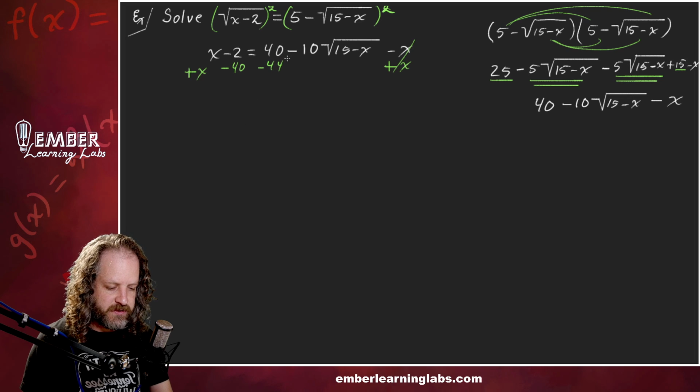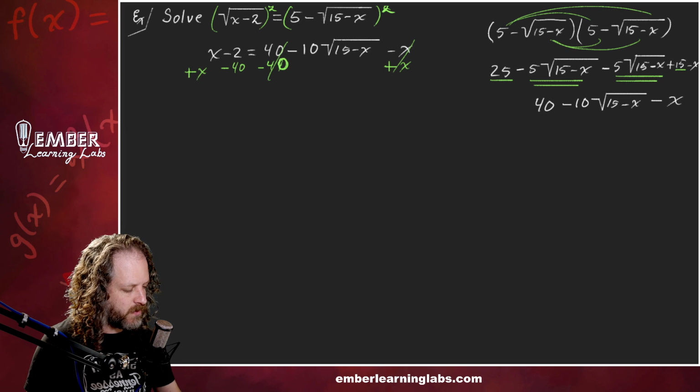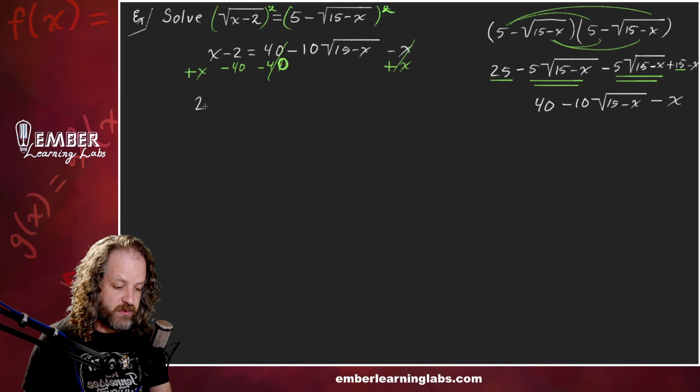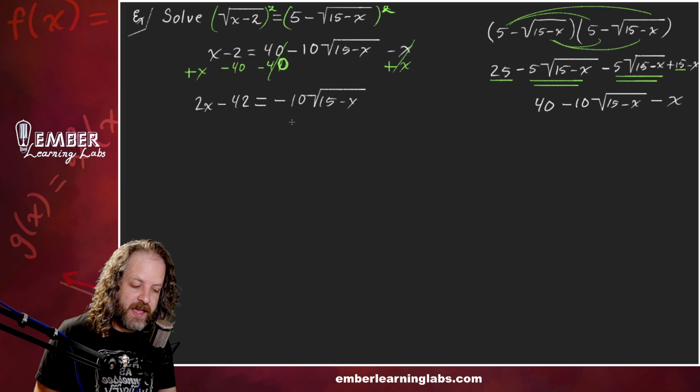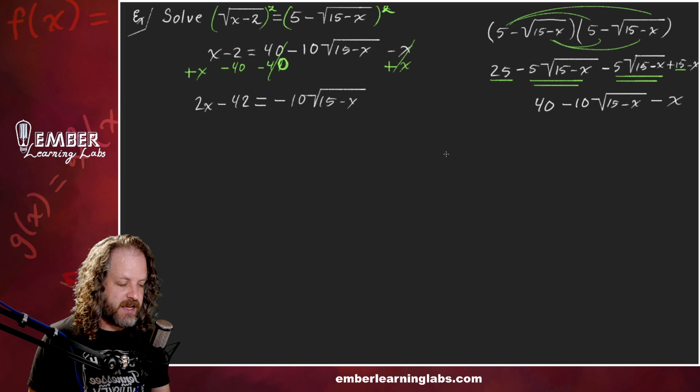So this one cancels, 40. This one cancels. X plus x is 2x. I almost said x squared. Negative 2 minus 40 is negative 42 equals, all that's left is the negative 10 times the square root of 15 minus x. So we still have one thing attached to the radical. That's this negative 10.